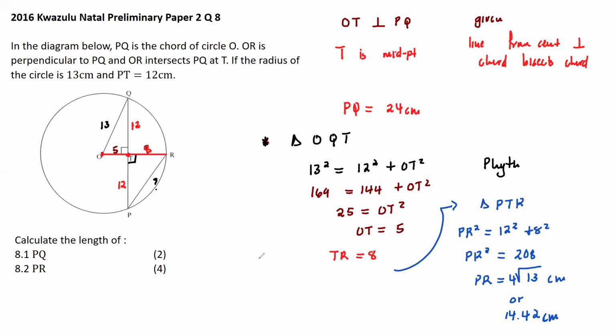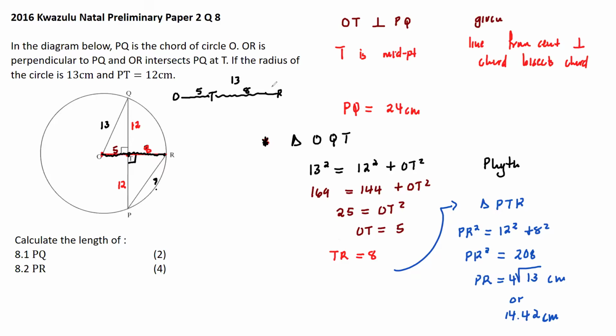So TR is 8. I need to go from there to there. It's 8 because, listen, OR is a radius. OR is also 13. So from O all the way to R, it's 13. From O to T, it's 5. That means from T to R would be 8. I need to make it into 13. So that's where it's coming from.